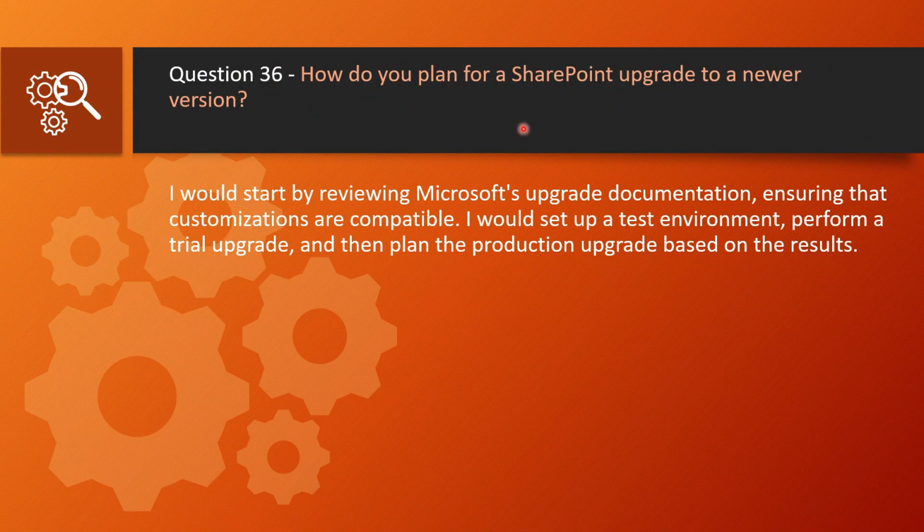Next question is, how do you plan for a SharePoint upgrade to a newer version? So I would start by reviewing the Microsoft upgrade documentation, ensuring that customizations are compatible with whatever system we have. I would set up a test environment, perform a trial upgrade, and then plan the production upgrade based on the results we received from the test version.